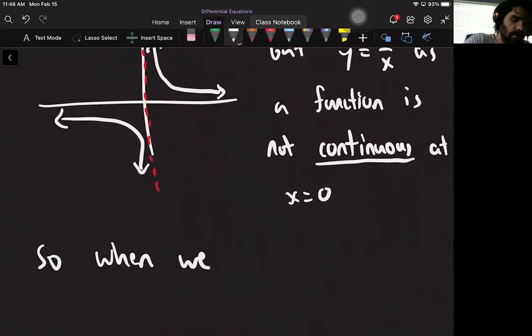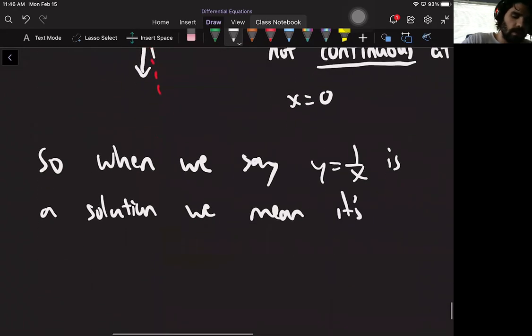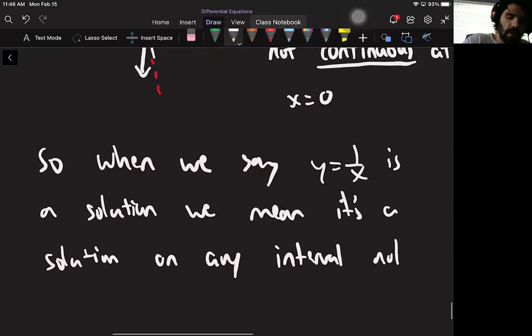So when we say y equals 1 over x is a solution, we really mean it's a solution on any interval not containing x equals 0.